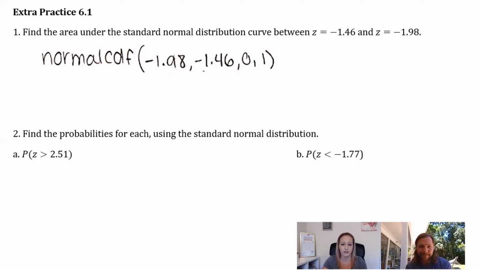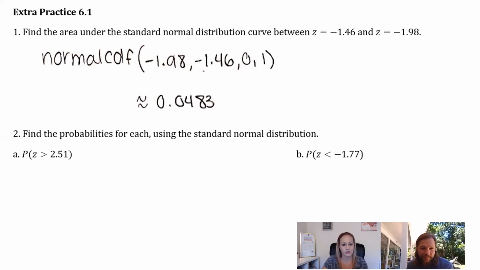In fact, on the test, I normally put that exact question on there, and still so many students get it wrong because they just put the numbers in the order that they see them and don't actually put them in order from least to greatest. So yep, that's all you have to do there. So normal CDF gets you the area under the curve.